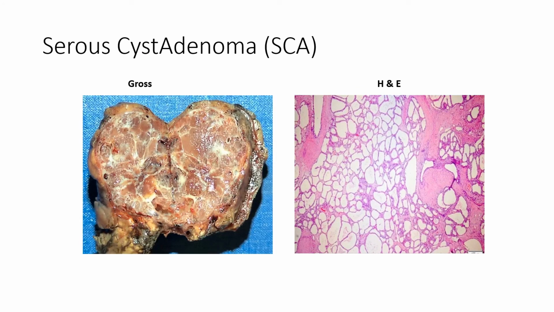Another type of pancreatic tumor we have is serous cystadenoma, which is a benign type. This is the gross appearance, and you can see the small multiple cystic structures which are gelatinous, and they are separated by this white or yellowish fibrous septa. And microscopically, we can see an innumerable number of tiny, sub-millimeter-sized cystic structures surrounded by this fibrotic stroma.